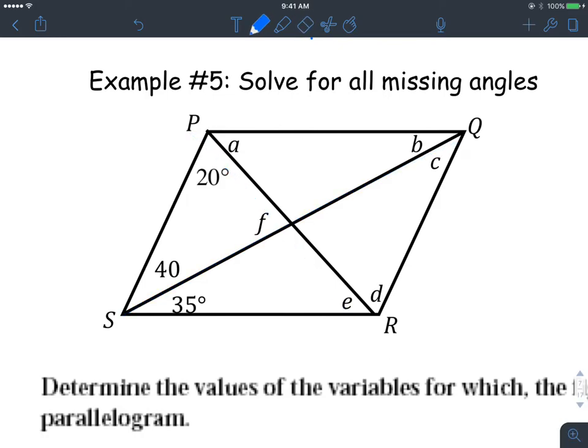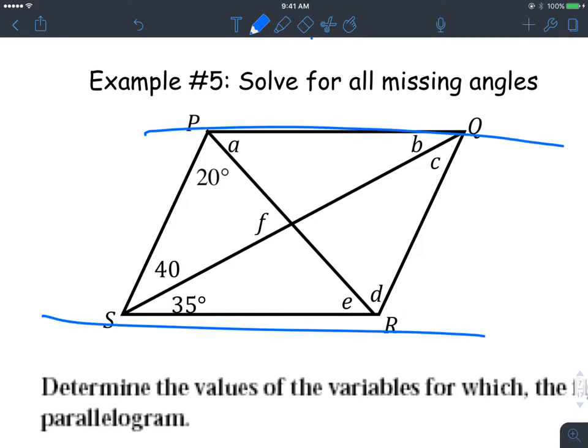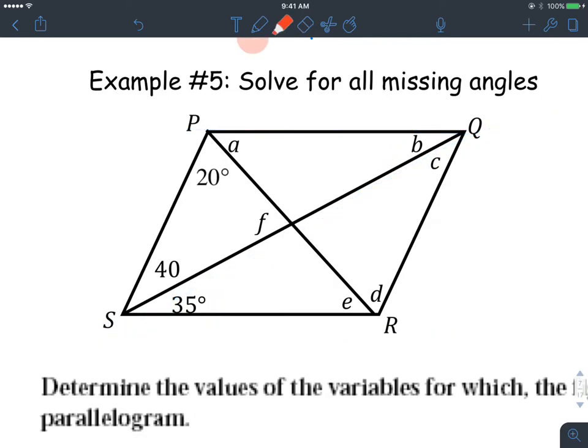So actually, if you think about this here, you're going to have alternate interior angles. For example, if this angle down here is 35 degrees, by alternate interior angles, B should be the same exact angle. So I'm going to go ahead and put 35 up here. By alternate interior angles, this angle down here, 20 degrees, should be the same thing as angle D. So I can go put 20 degrees right there.